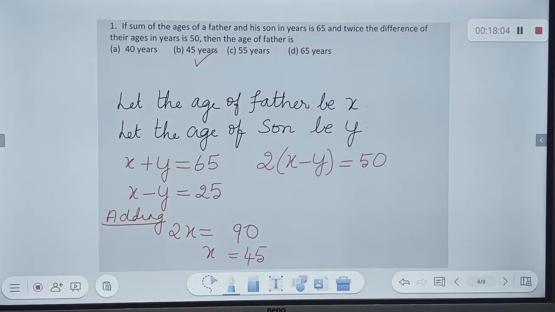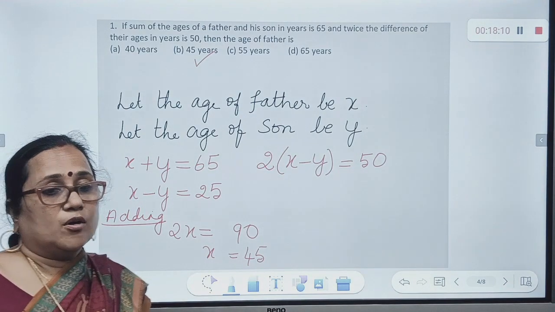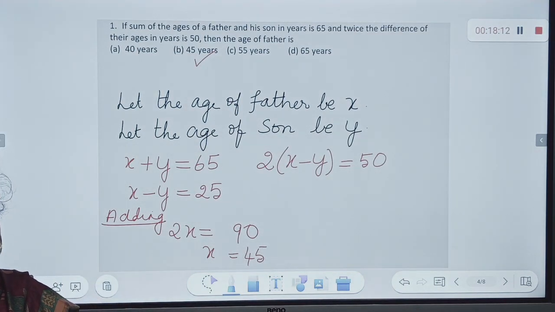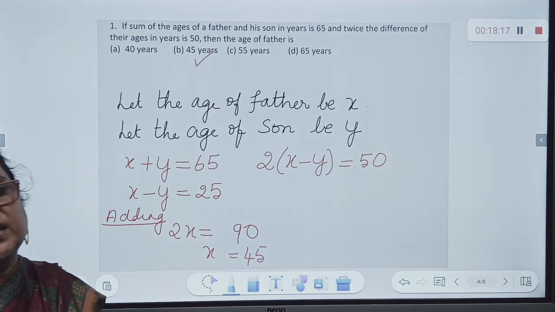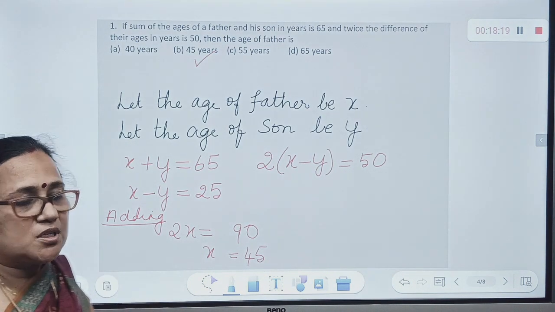So this is a simple multiple choice question. As you know, case studies and multiple choice questions are going to be an integral part of your assessment. In any exam, any paper, you will find case studies and you will find multiple choice questions.